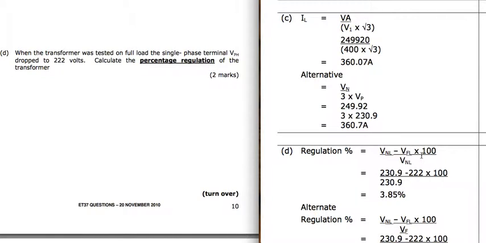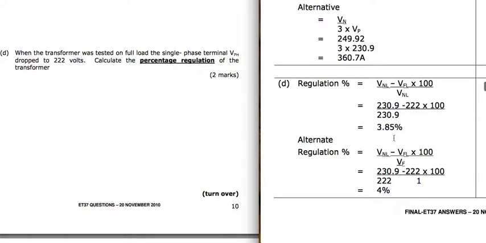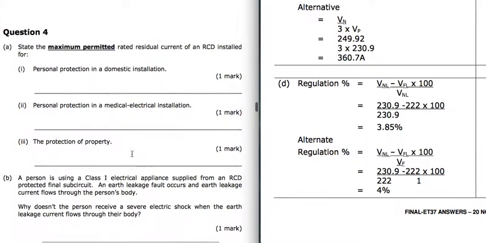And they've put the times 100 there. I don't like it there. I think you're better off working out that part of the calculation first and then times it by 100. So 230.9 minus 222 divided by 230.9 times 100 will give you just under 4% regulation. That's the kind of figure you want to get. If you get 50 or 100 or whatever, have a look at the calculation again. It's going to be a fairly low percentage regulation because the difference here shouldn't be that great.